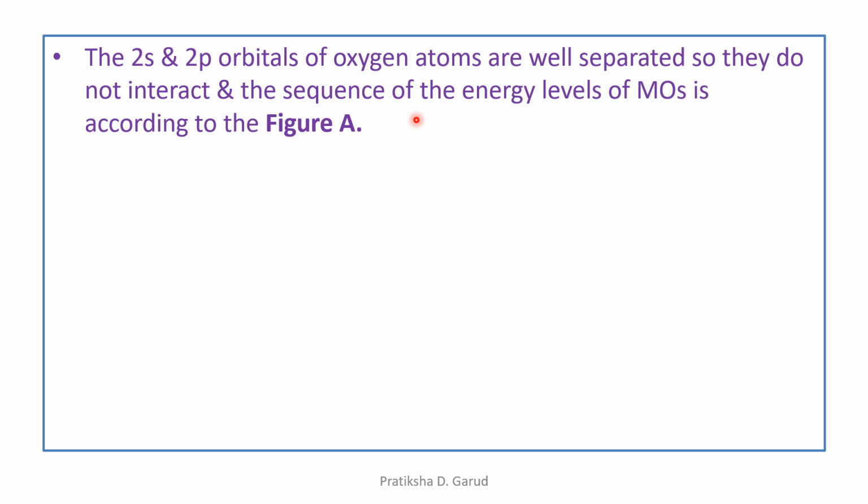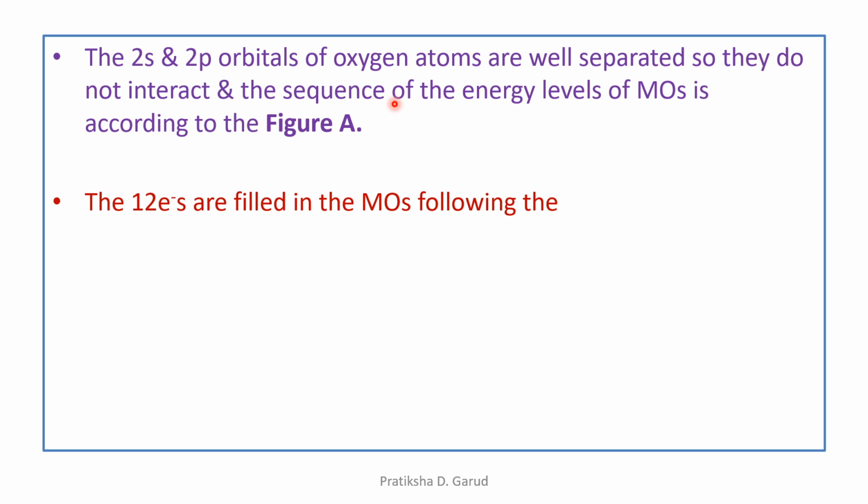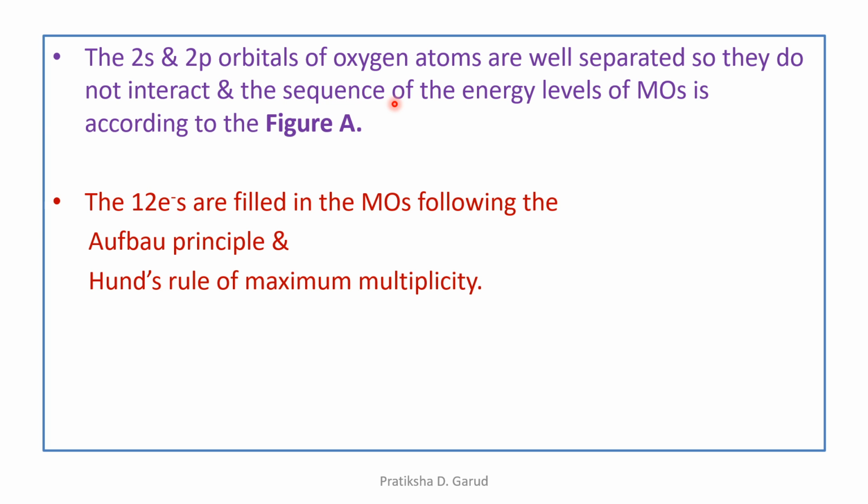So they do not interact with each other, and hence the sequence of energy levels of the MOs is according to the first figure, and the first figure is the A figure. Then the 12 electrons are filled in the MOs according to the first one, Aufbau principle, and the second one is Hund's rule of maximum multiplicity.